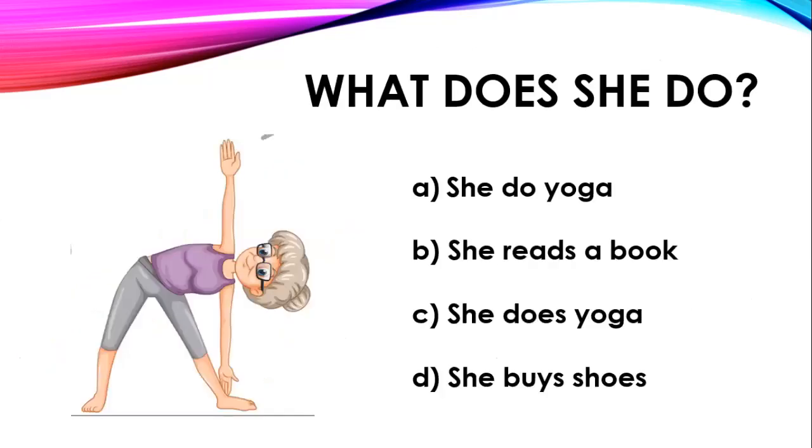What does she do? She do yoga, she reads a book, she does yoga, she buys shoes. A, B, C, or D? The correct one is letter C. She does yoga. Why is it not letter A? Because she is a third person singular, right? And the verb has to be with an S or ES. So letter C, she does yoga. Very good.